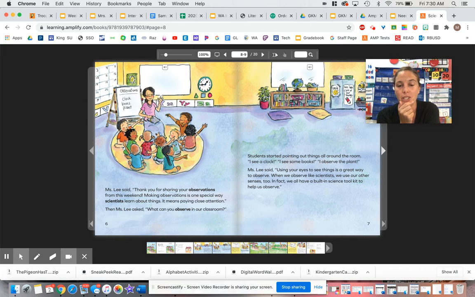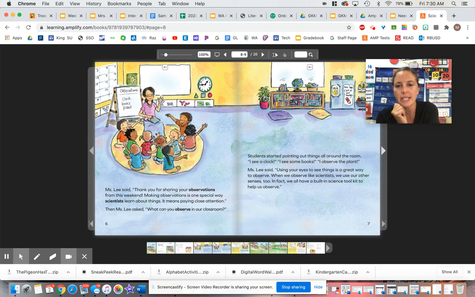Making an observation is one special way scientists learn about things, and it means paying close attention. Then Miss Lee asked, what can you observe in the classroom? Students started pointing out things all around the room. I see a clock. I see some books. I observe the plant. Miss Lee said, using your eyes to see things is a great way to observe.